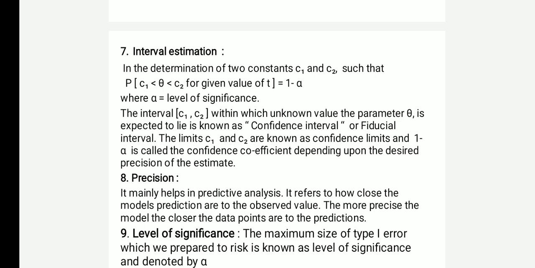How? The risk is 5% or the risk is 1%. In the sense, in 100 cases it may happen to one person, that is 1% risk. So that is alpha. Alpha means the risk.